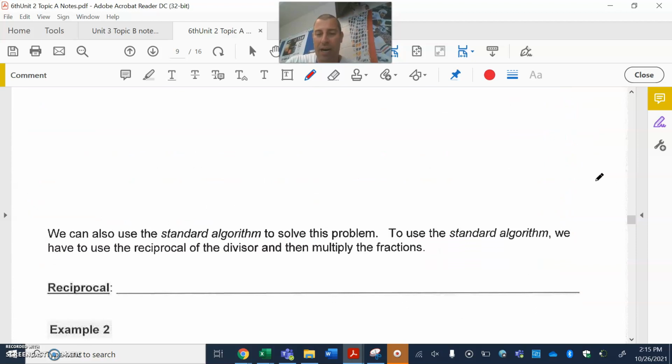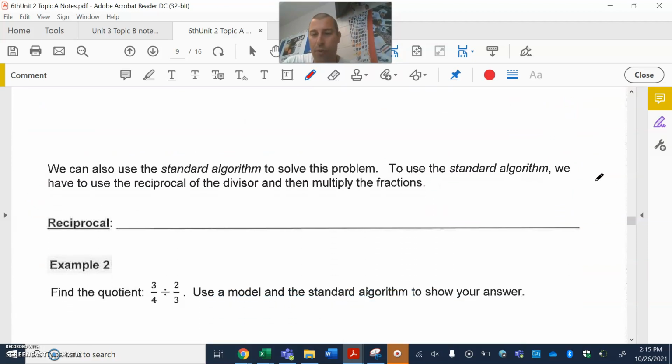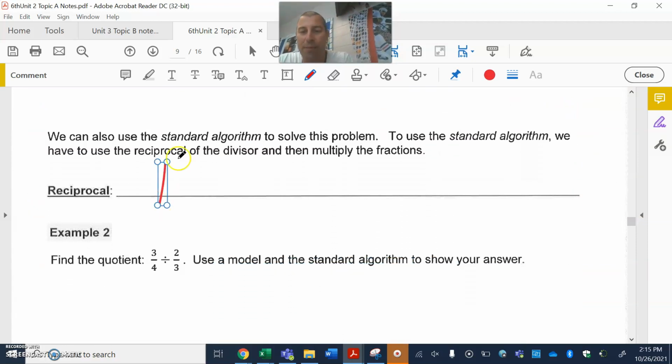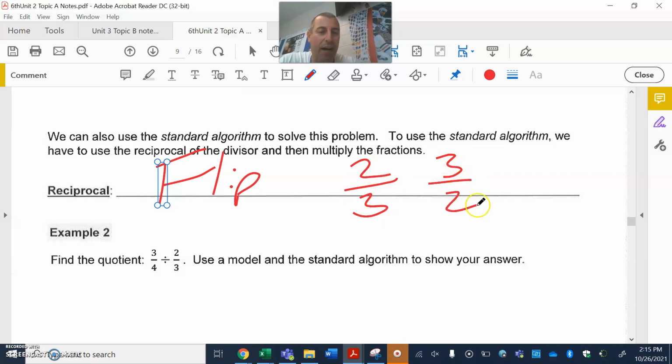So there it is, reciprocal. Remember, that means to flip the fraction. Let's get some examples down. In other words, 2/3 and 3/2 are reciprocals. They've been flipped.